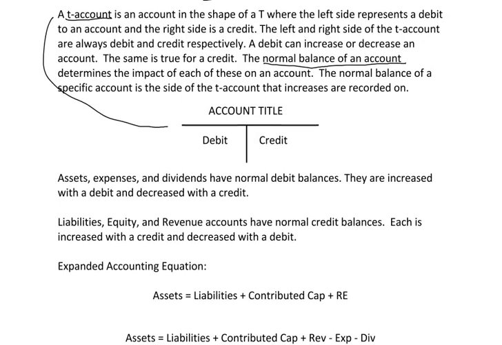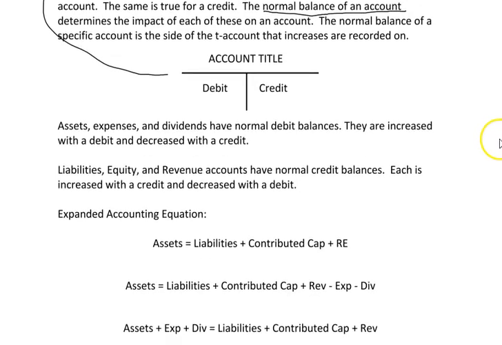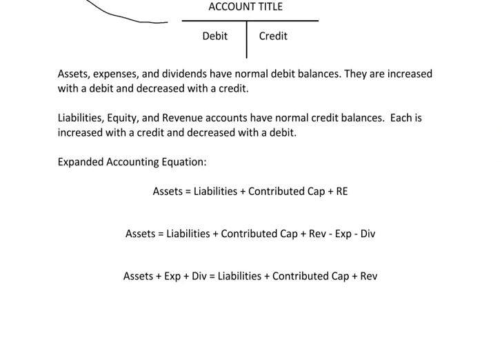All right, so if we look at it down here, taking this a little bit further. So now this is kind of our summary right here, and I'll go through a way that I think makes it a little easy to remember. But assets, meaning all assets, cash, inventory, land, equipment, all expenses, and our dividend account all have a normal debit balance. What that means is we're going to increase those with a debit. So if we have cash coming in, we're collecting cash, we would debit cash.